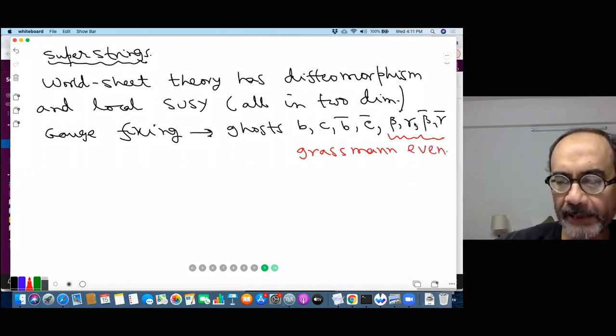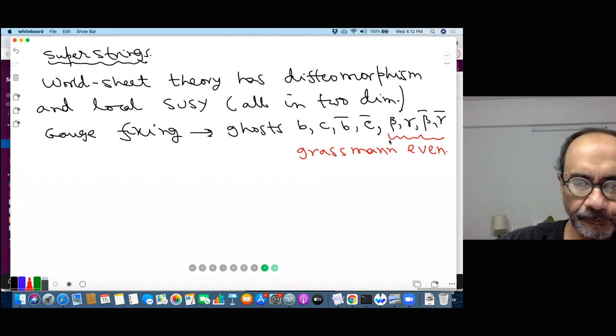I'll not attempt to write down the action of these because that's not very useful. We never use the action of b, c, b bar, c bar anyway. I'll eventually write down the operator expansion of these objects. But first, let me say why they are Grassmann even. They are Grassmann even because the supersymmetric transformation parameters themselves are Grassmann odd. So because of this, the associated ghosts become Grassmann even. These are Grassmann odd as well.